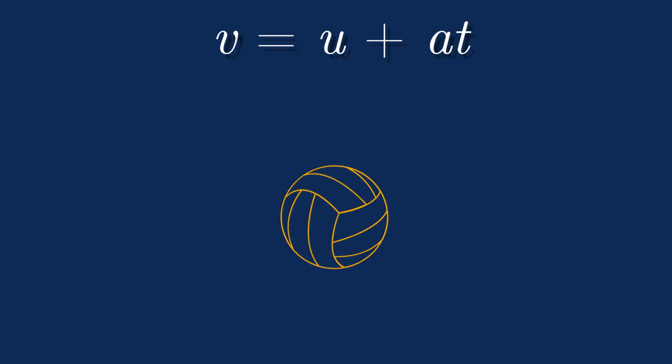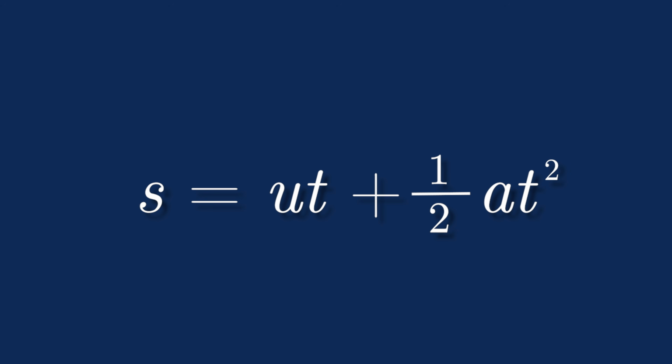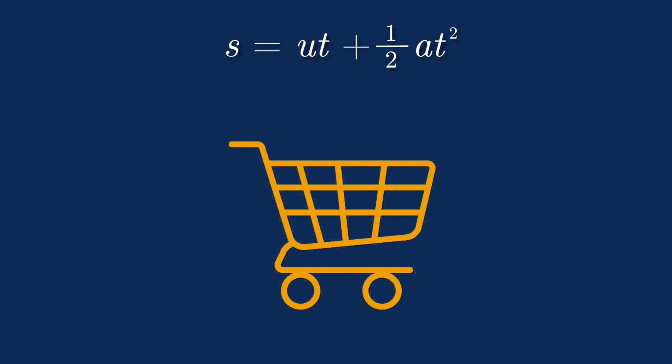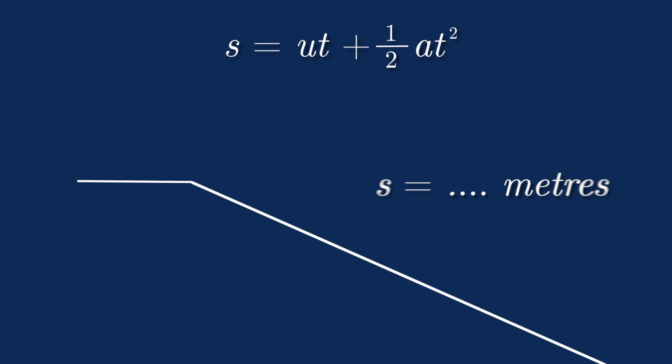But sometimes we don't really care about the final velocity. Sometimes we want to know how far the object has travelled. And that's where the second equation comes in. S equals ut plus a half at squared. This tells us displacement when we know the initial velocity, acceleration, and time. So if I roll a trolley down a ramp and time how long it moves for, this equation can predict how far down the ramp it should travel.